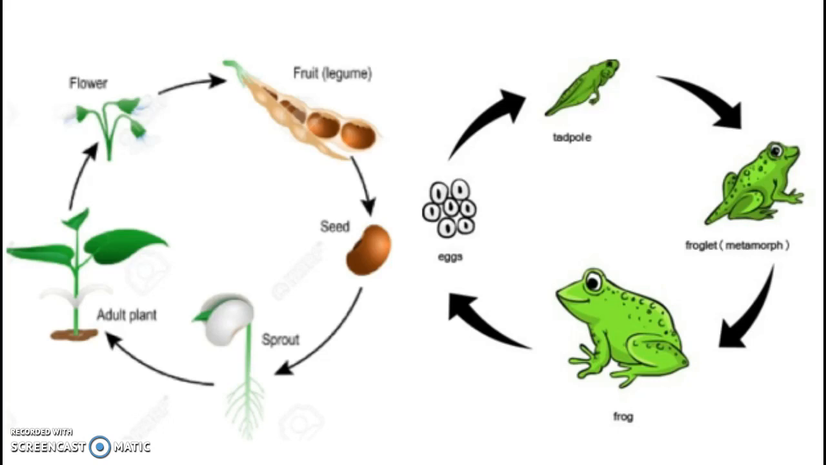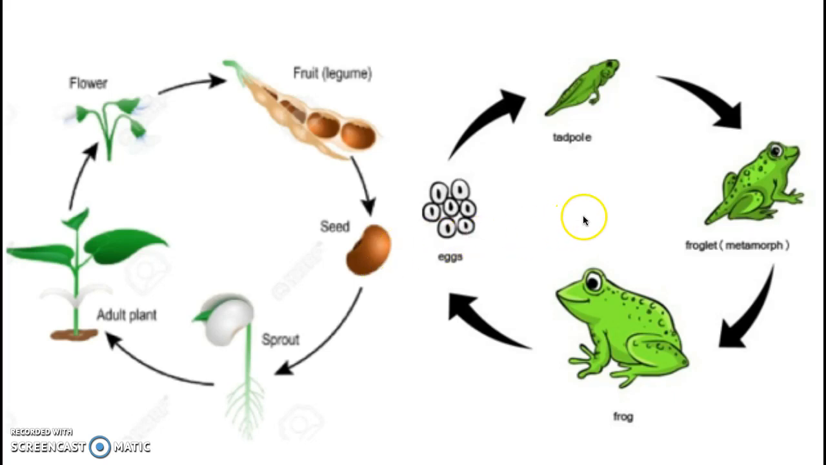I have two pictures for you. On the left side, we have a plant life cycle. They start as a seed, and then it grows and changes into a sprout, an adult plant, which makes a flower, which makes new seeds or fruit, and the life cycle starts again.